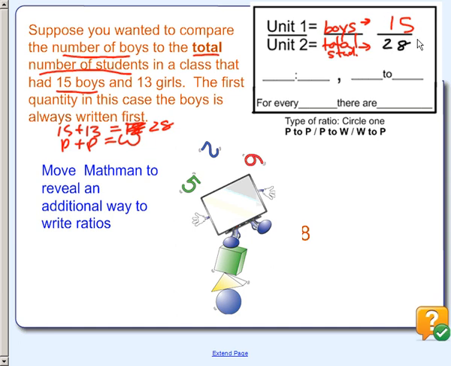So again, how do we read this? There are 15 boys to 28 students. Other ways to write it: 15 colon 28, 15 to 28, or we could say for every 15 boys, there are 28 students. Now this is going to be a part-to-whole ratio because boys is part of the class, total students is the whole class. So we would circle part to whole, or P to W.